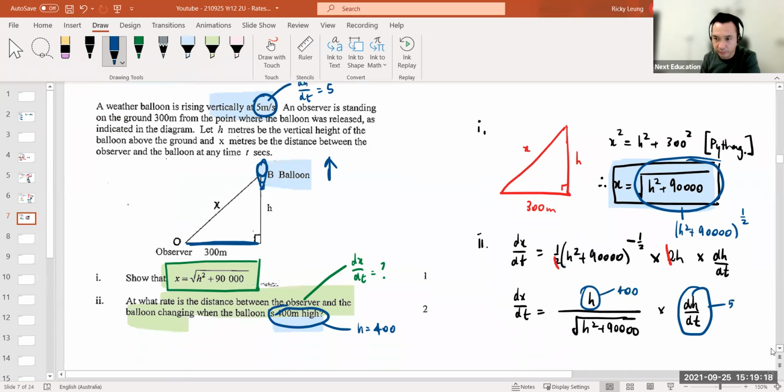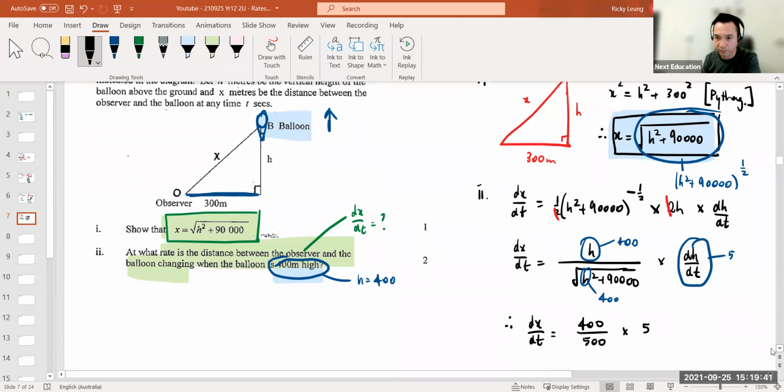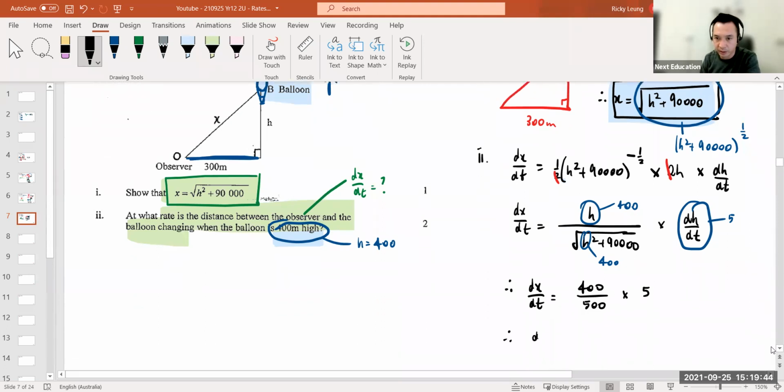So let me go down here. h is 400. That's it. Sub everything in. Therefore, dx/dt equals 2. I think it's a nice number actually, because that's 400, and then 300 squared plus 400 squared gives 500. So it's 400 over 500, times 5, which is 4. Therefore, dx/dt is 4 meters per second. Yep, per second.